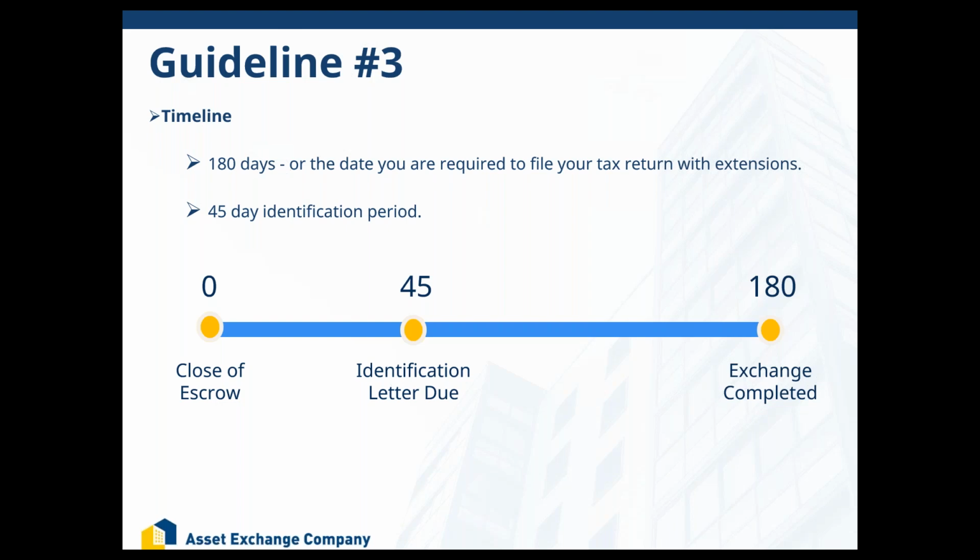On that form, there's going to be some blank lines, and it's going to have to be specific to a property address or addresses. The client's going to have to fill that out, sign off on it, and get it back to us by midnight of the 45th day. That's how they will formally identify their replacement property. They're going to do it to us, the qualified intermediary. Again, none of them have to even be under contract.